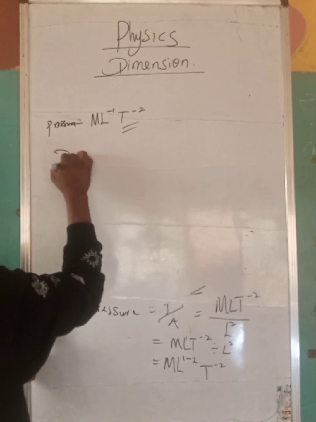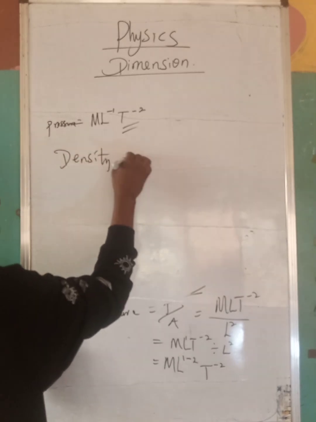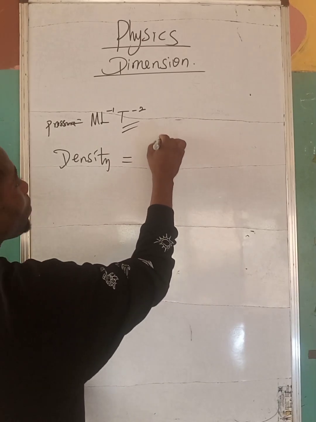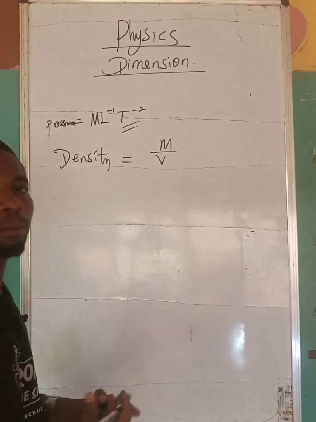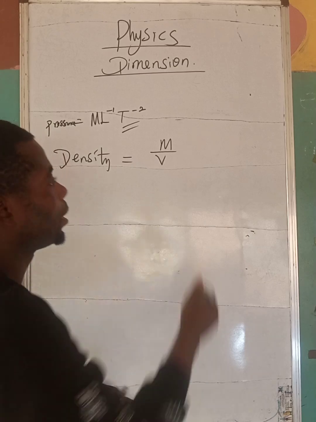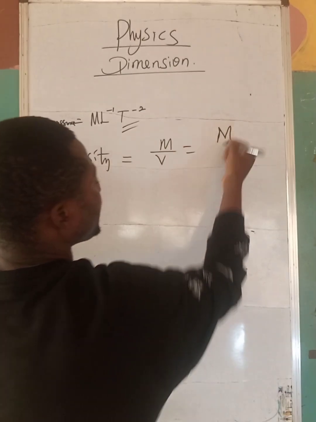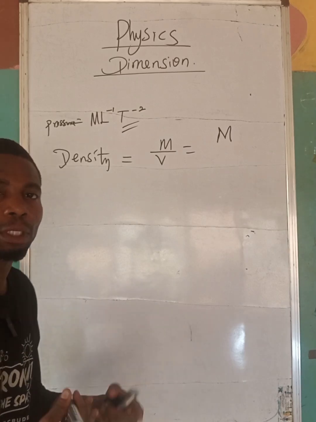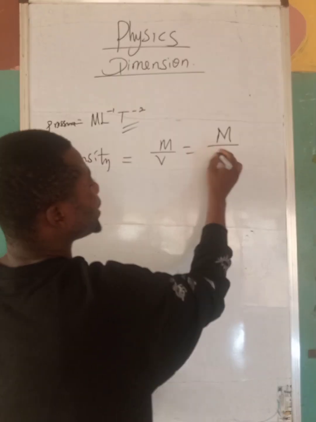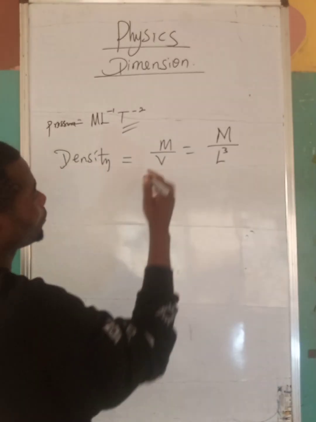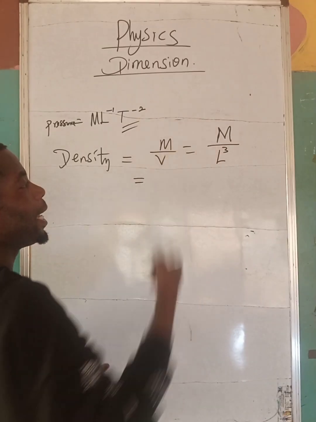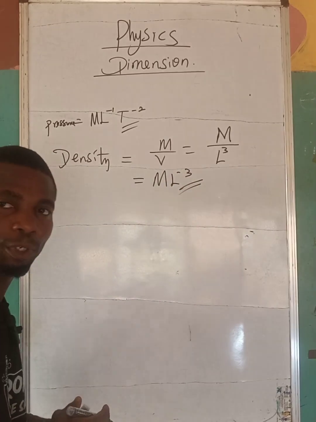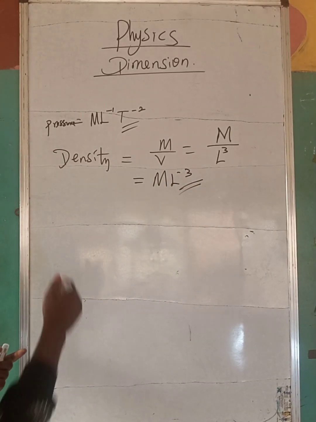Let's see the next one. Density. Ask yourself that question. What is the formula of density? The density formula is mass over volume. Can you see mass in dimension? Basically, yes. That means the dimension of mass is M. Can you see volume there? The answer is no. What is the dimension of volume you calculated before? It is L cubed. So therefore, dimensionally, density is M per L cubed, which is M L^-3. I hope you understand.